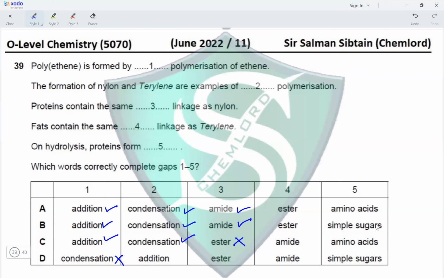Continuing on. Fats contain the same dash linkage as terylene. Terylene contains an ester linkage, so fats will also contain an ester linkage. Both A and B have ester linkage present. So both will continue. On hydrolysis, proteins form dash. Option A says amino acids. Option B says simple sugars. Proteins are polymers of amino acids. So option A has all the correct answers, making option A the correct option for this question.